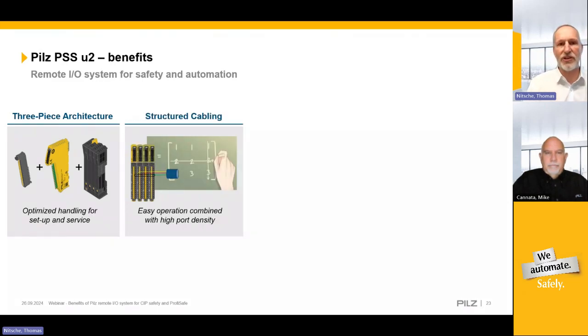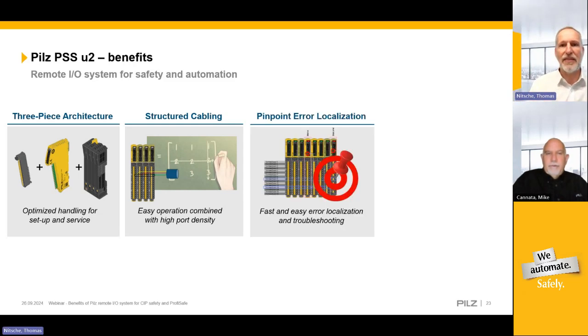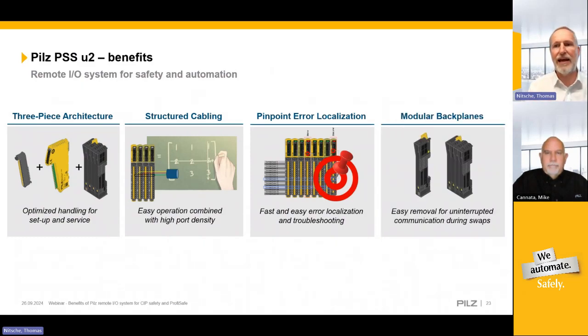where you can do structured cabling, which means we have patch modules, which you could place aside of an input module and use those patch modules with 24 volts or 0 volts, for instance, to have structured cabling. If you cable one sensor, you do it just vertical, horizontal, and they have a clear assignment. All sensor inputs are on line 5, for instance, or on line 30, or wherever. Then we have pinpoint error localization. I will get to that point a little bit clearer later. And we have, as mentioned, those modular backplanes, which also ensure easy removal for uninterrupted communication during swaps.